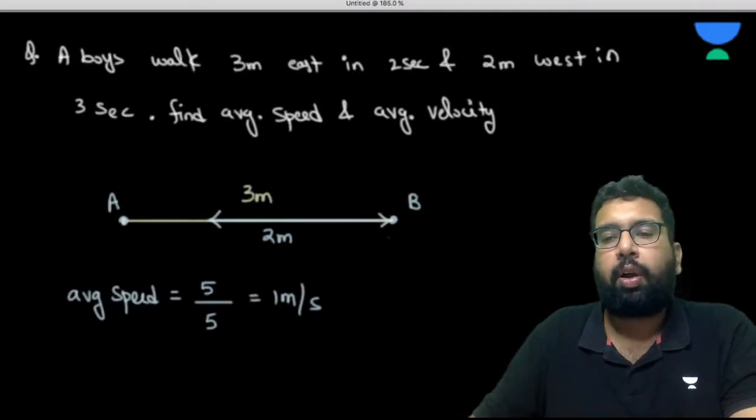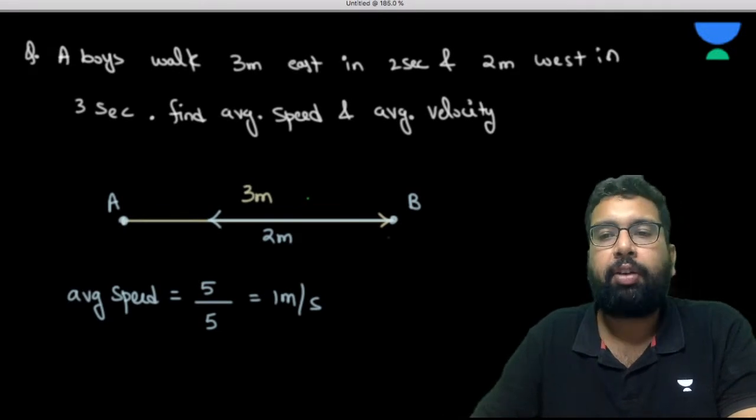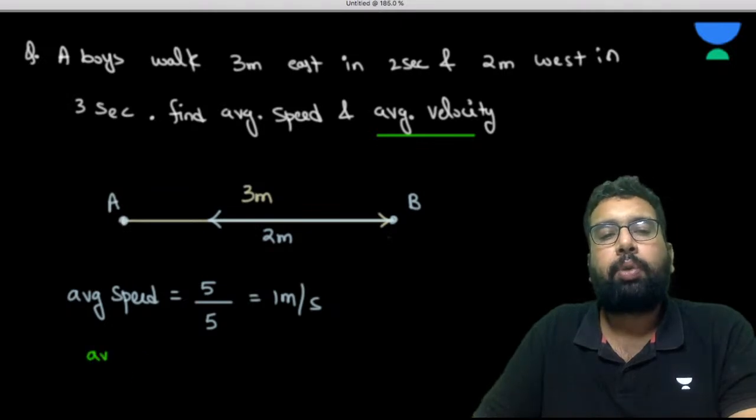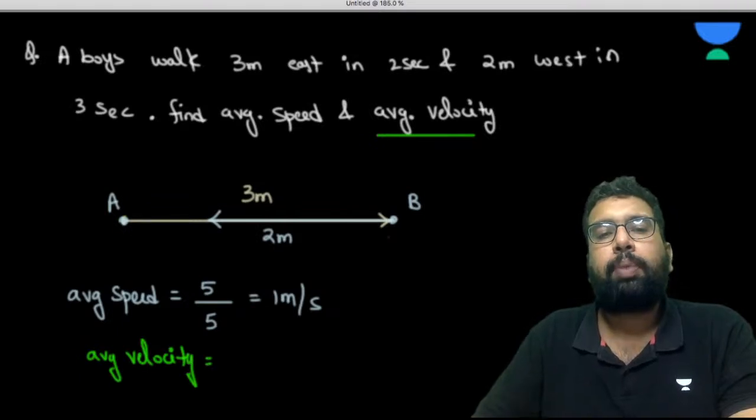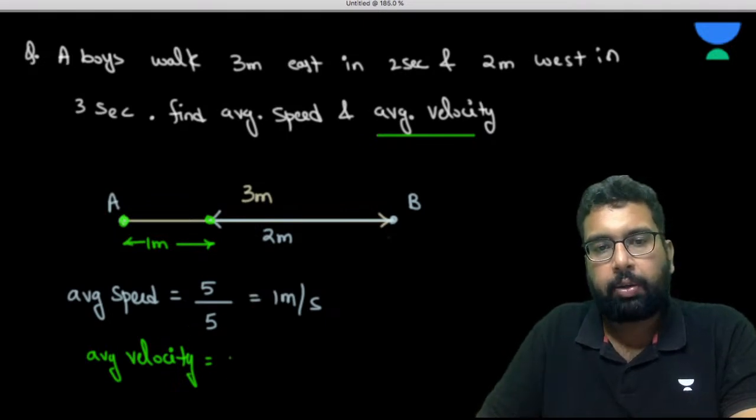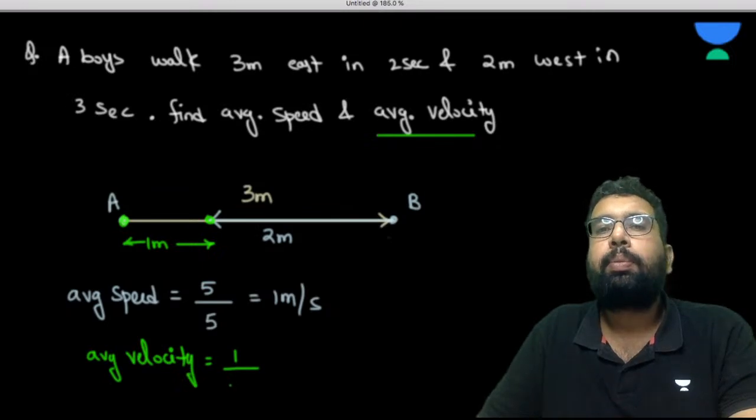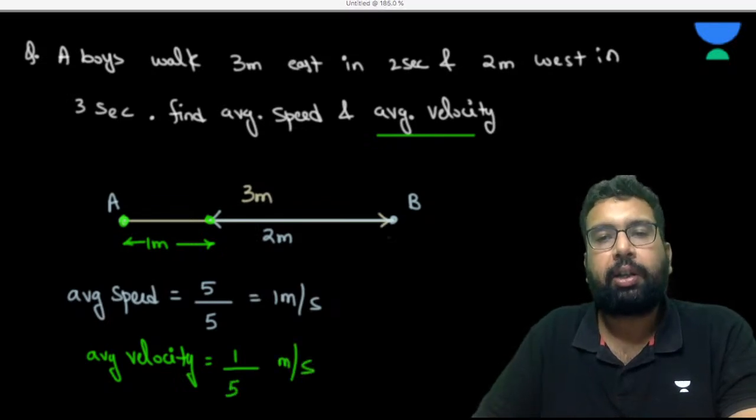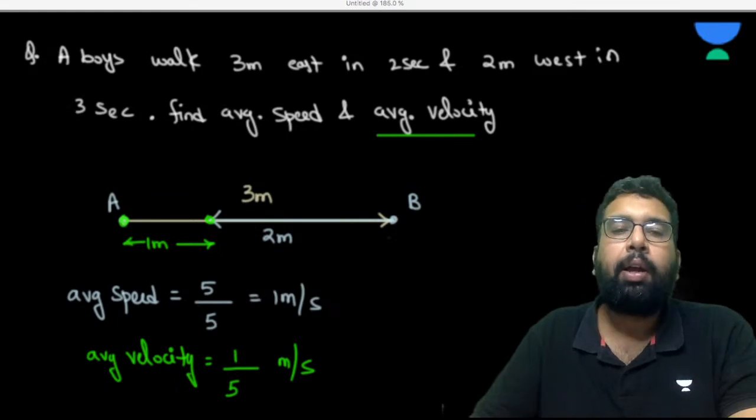Now average velocity. So average velocity is the total displacement upon total time. So what is the average velocity? What is the displacement? The displacement is 3 minus 2, that is 1 meter, right? So the total displacement is 1 meter. What is the total time, sir? The total time is 2 plus 3 seconds, that is 5 seconds. So what is going to be the average velocity? The average velocity is 1 by 5 meter per second.